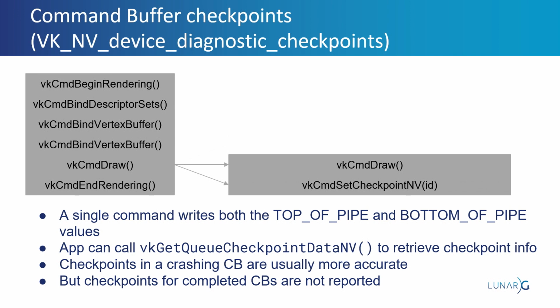So NVIDIA's extension, which I think is also implemented by Intel, you just have the single set checkpoint command, and it implicitly keeps track of top of pipe and bottom of pipe for you. And then later, after a crash, you can call the get checkpoint data, and that'll tell you the most recent checkpoints. When you're crashing, this is usually pretty accurate, but if your command buffer completes, those checkpoint writes are just kind of gone. You never see them. So that's part of why this tool has timeline semaphores to keep track of which command buffers were successfully completed.